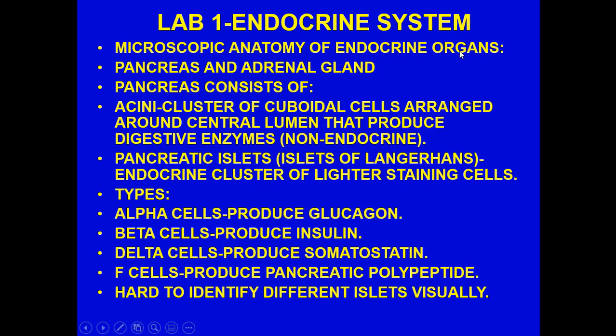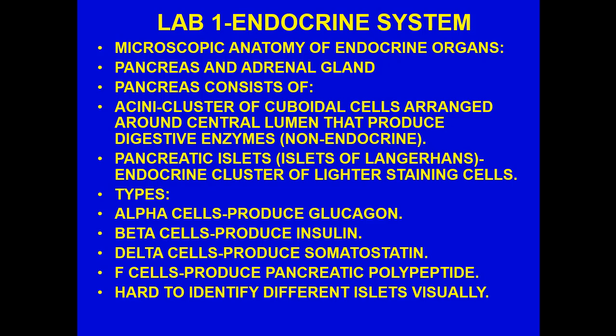Now, what about the pancreas and the adrenal gland? Well, the pancreas consists of the acini, which are clusters of cuboidal cells arranged around a central lumen that produce digestive enzymes. Acini are part of the exocrine function. The pancreatic islets are endocrine clusters of lighter staining cells. Remember that the other name for pancreatic islets is the islets of Langerhans.